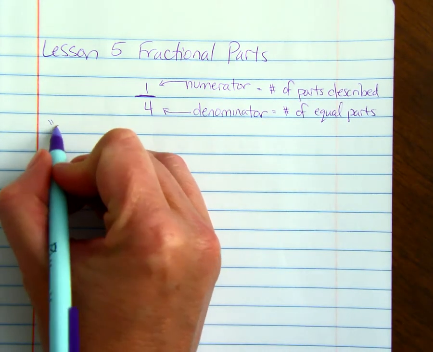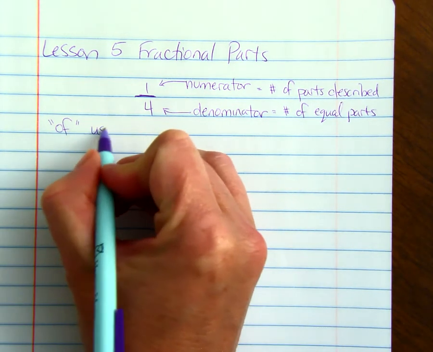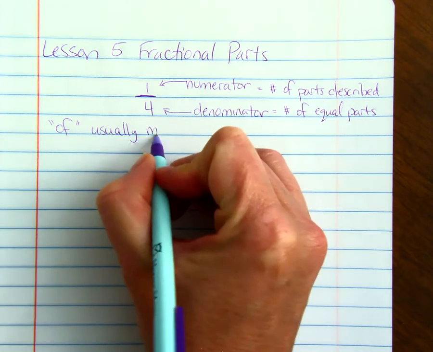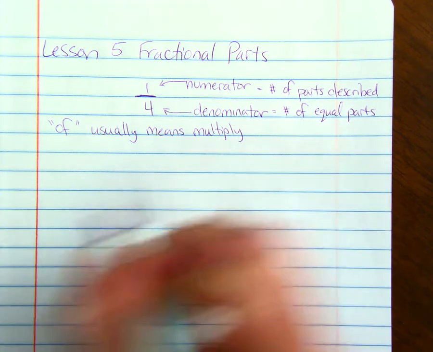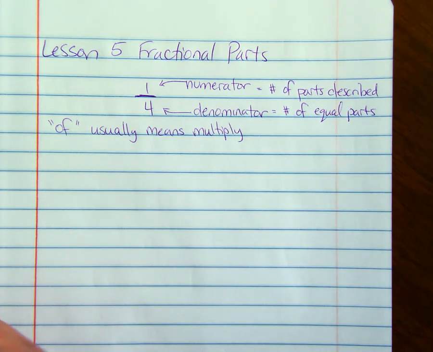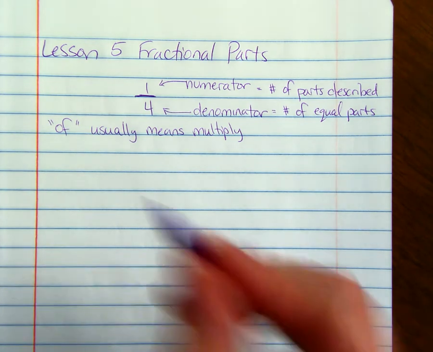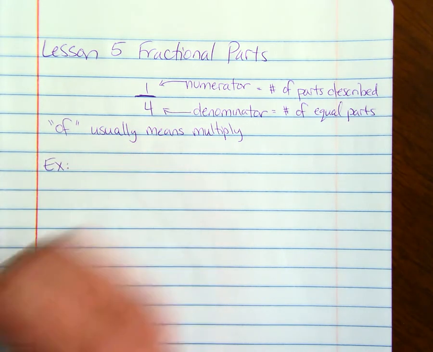So the word "of" usually means multiply. Occasionally you will hear me say, what does the word "of" usually mean? And you will say multiply. And that will help you a lot of times to solve your problems. When you are reading a problem and it has the word "of" between two numbers, you'll know that that means to multiply, usually. So for example, here's what one would look like.